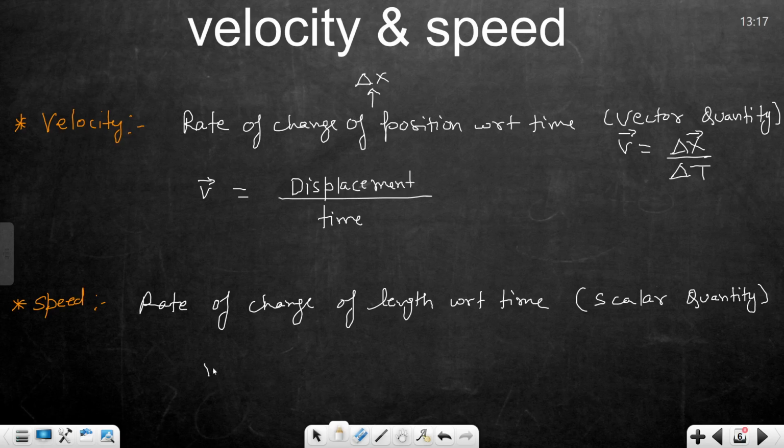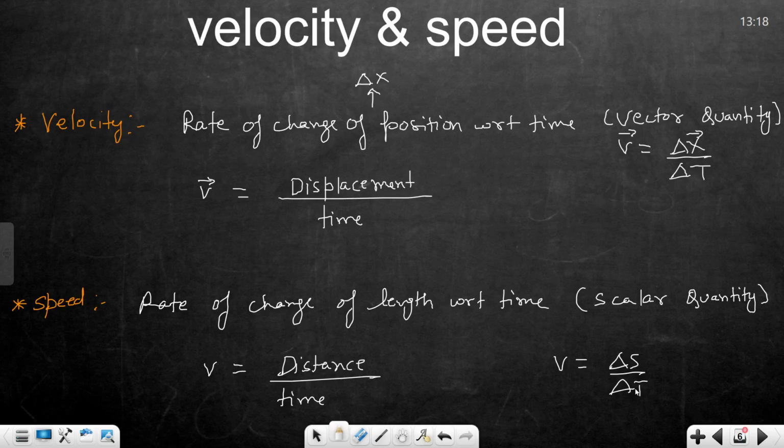So we denote speed by v as distance by time taken. Clear? Distance by time taken. v is equal to delta s by delta t. So velocity is a vector quantity and speed is a scalar quantity. Velocity will have magnitude as well as direction, but speed will have only magnitude. Clear? Speed will only have some magnitude, no direction. इसको note कर लो, note it down.